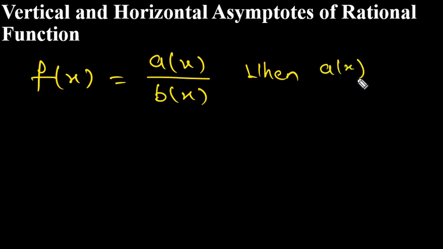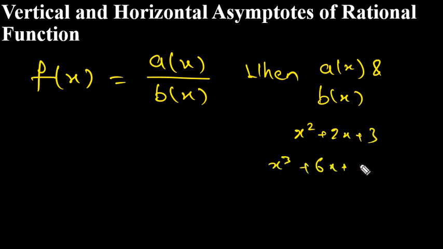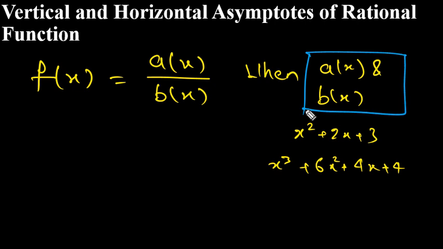a of x and b of x are polynomial functions. Polynomial functions mean something like x square plus 2x plus 3, x power 3 plus 6x plus 4, or 4x plus 4, something like this. So these are the polynomial functions where these two functions should have no common factor. Okay, a of x and b of x should have no common factor other than 1.